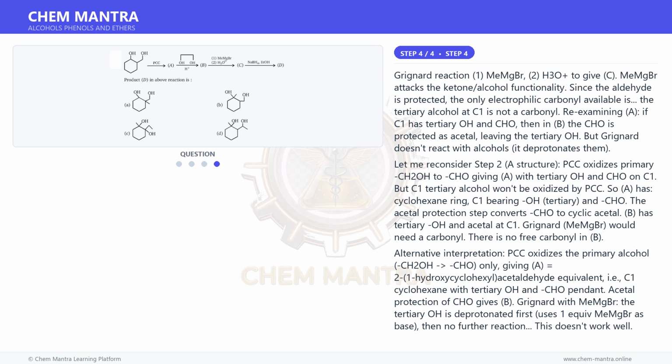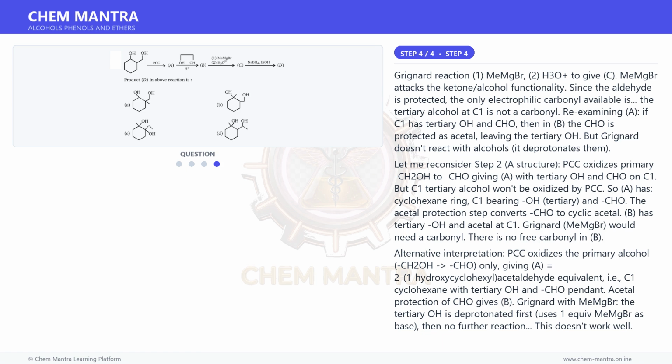Most likely correct pathway: A is the keto-aldehyde where PCC oxidizes CH2OH to CHO and the secondary ring OH. But C1 is tertiary, attached to two ring carbons, OH, and CH2OH. Tertiary alcohols cannot be oxidized. So, A must only have the CHO. Revised: acetal protection of A's CHO gives B with protected aldehyde and free tertiary OH. MeMgBr deprotonates the OH, pKa 16 to 18, consuming 1 equivalent with no further reaction. This path doesn't lead to a new C-C bond.